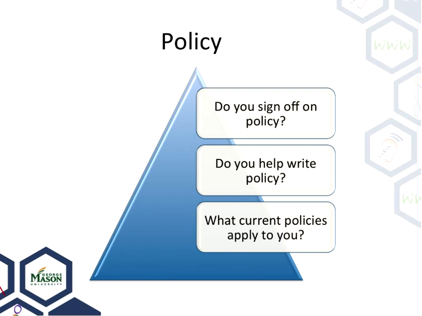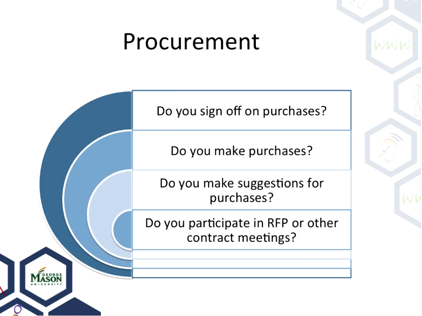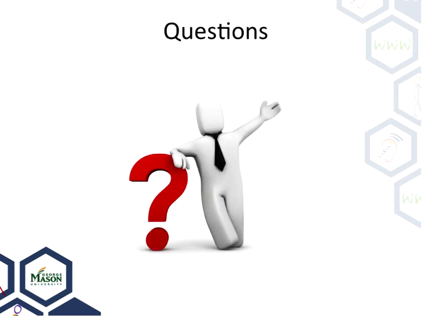So just looking at policy, some of the things that we try to ask is, do you sign off on policy or help write it? And what kind of policies apply to you? These are some things that we try to ask regardless of who the individual may be in regard to the roles and responsibilities here at Mason. Procurement is, do you sign off or make purchases, or do you make suggestions for purchases? And finally, do you participate in the RFP or other contract meetings? These are all areas that the liaisons or other individuals can bring up the term of accessibility just to get others in the room to think about.